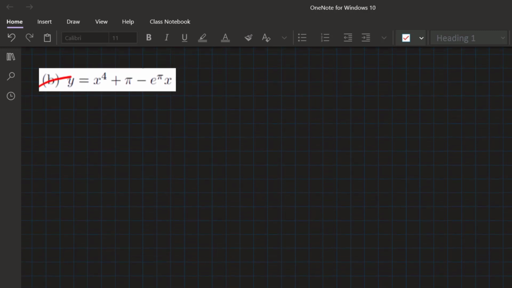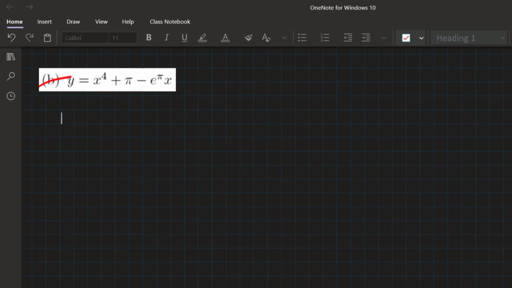For letter B, we have y is equal to x to the 4th plus pi minus e raised to pi x. Okay? So in this case, we have the sum or difference of mga functions. Okay? So madali lang to.